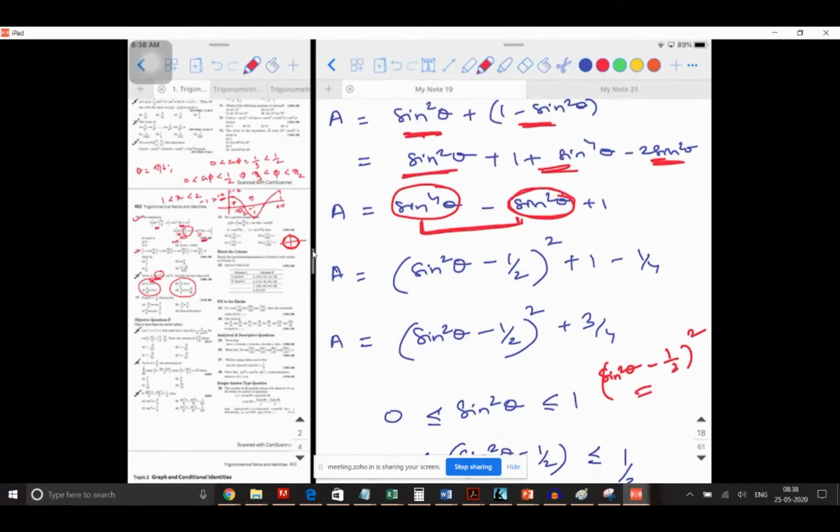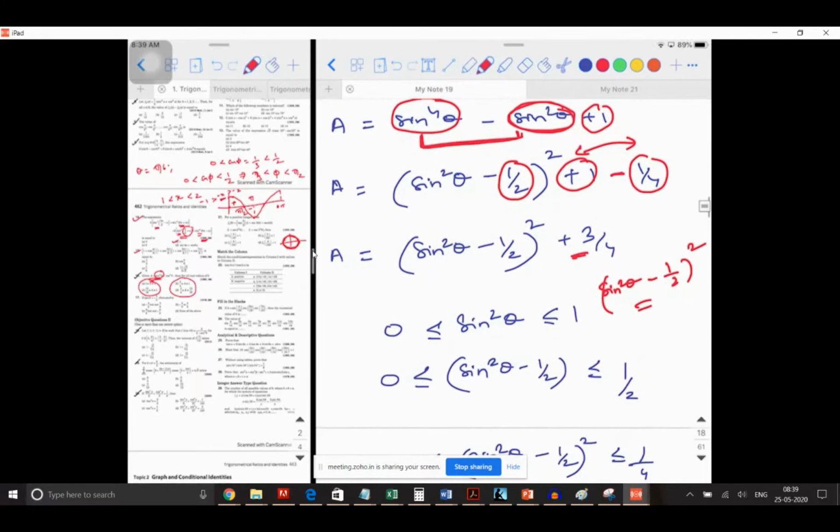So it is going to be sin square theta minus half the whole square. You already have a plus 1; you need to subtract the square of this value for completing the square. That is why you get 1 by 4. So 1 minus 1 by 4 is going to be 3 by 4. Now if you observe, this is going to be a perfect square. So the perfect square is always positive. Right.